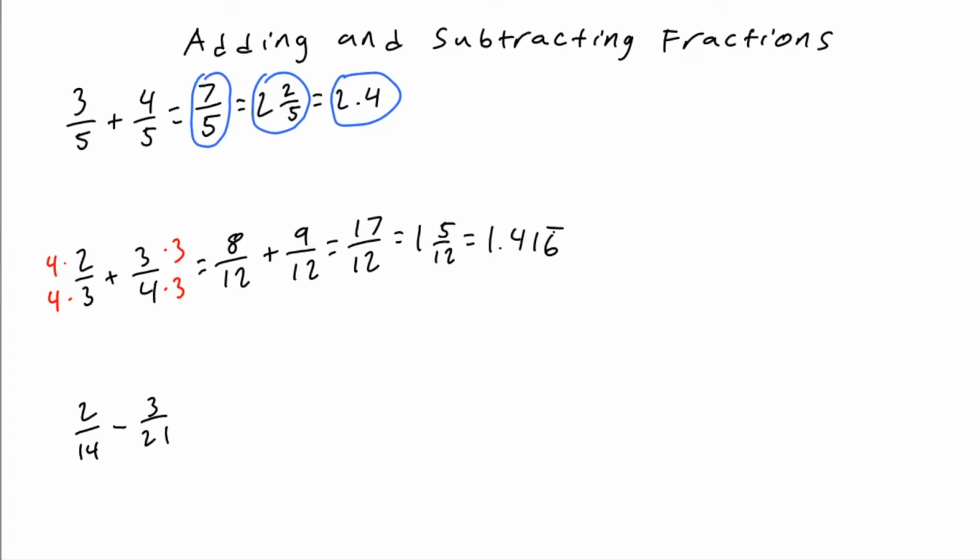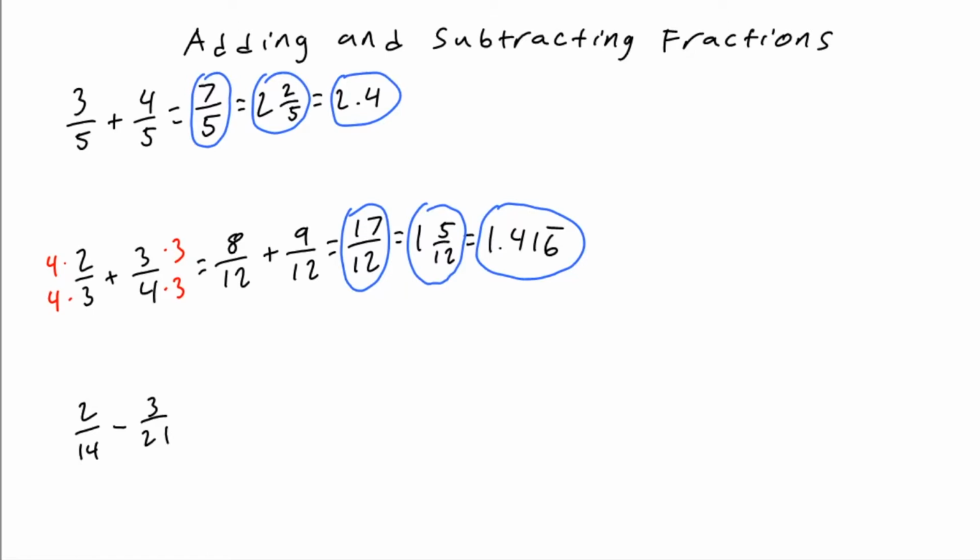You put your line over everything that repeats, and in this case, just the 6 repeats. So these are the correct ways you can write this answer. 17 over 12, which is the way I would always write it, but 1 and 5 over 12, or 1.416 repeating, with just the 6 repeating.